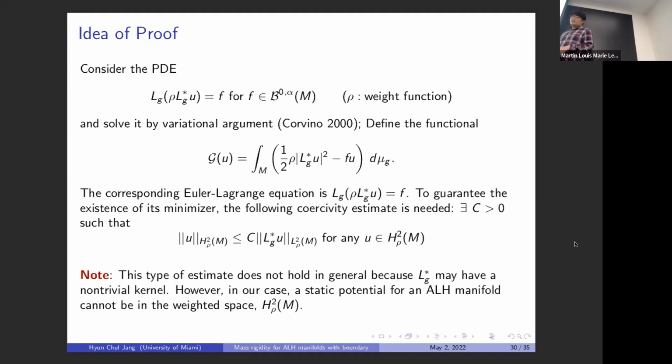To do that, we analyze this static equation carefully. It turns out that the static potential must either converge to zero near infinity, or grow linearly in a certain cone. In the case that it goes to zero, we can use maximum principles, so we can exclude that. And the linear growth is excluded by the choice of weight. That's why we are not going to have a static potential inside that weighted space.